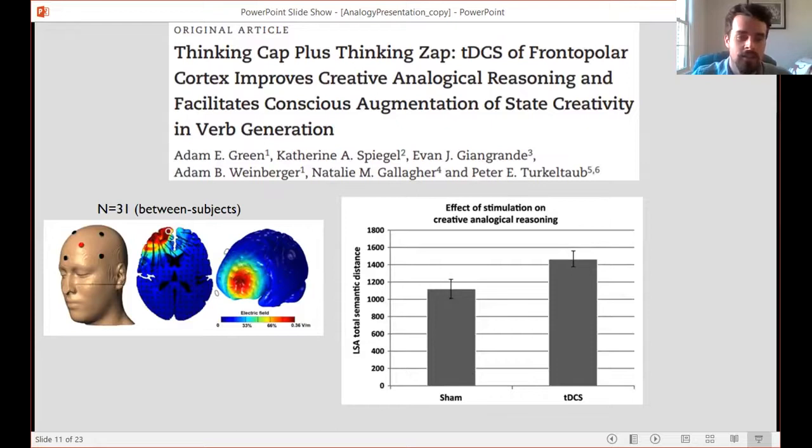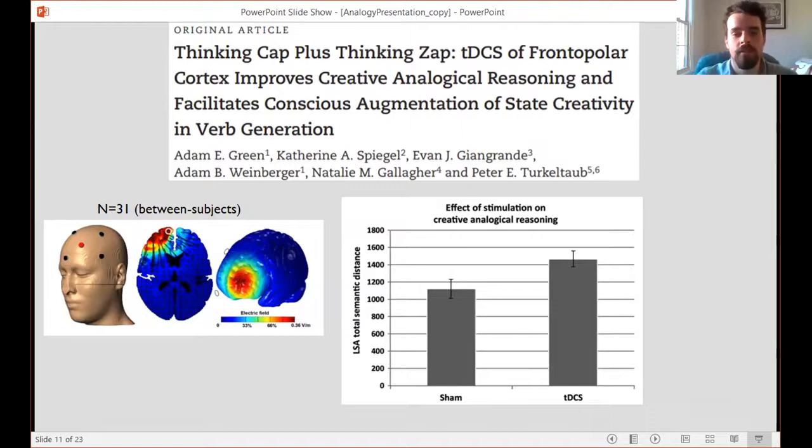All right, so just jumping right into the results, we found that when participants received tDCS to the frontopolar cortex, they again bridged more semantic distance, and this was using the matrix task that I talked about earlier. Similar to the cueing effect that we saw, in this case both of the matrices that they solved were cued, and with stimulation, they gave more semantically distant responses.